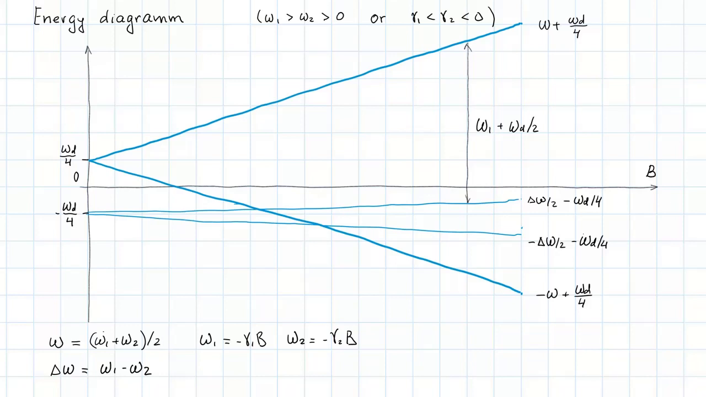Additionally, I indicate the transition between the third and the fourth energy levels, which also corresponds to the inversion of the second spin, but in this case with the frequency omega 2 minus omega d divided by 2. Similarly, other transitions can be illustrated with this plot. At the end, I can assign to each energy level its spin configuration.